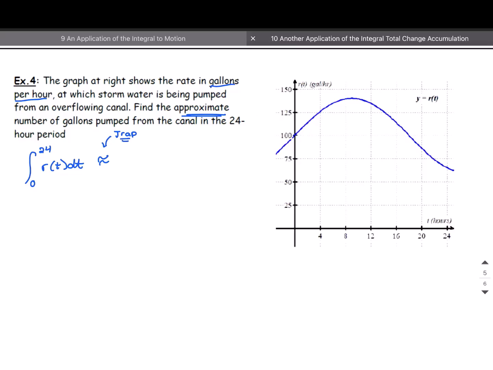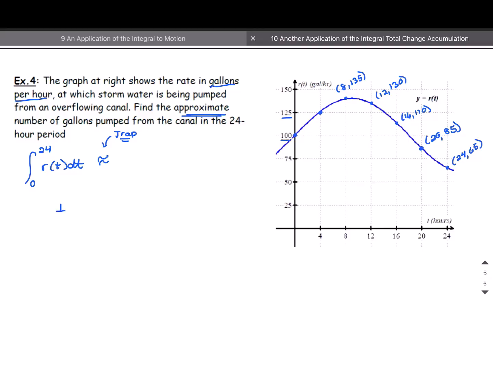Now in order to do that, let's see if we got these heights. This height is at 100. That's not bad. This height is at 125. This height, when we're at 8, is 135. This one here, let's say this is 12, 130. 16, let's say that's 110. 20, that should be about 85. And at 24, that's about 65. Okay, so now we're ready for our trapezoidal rule.